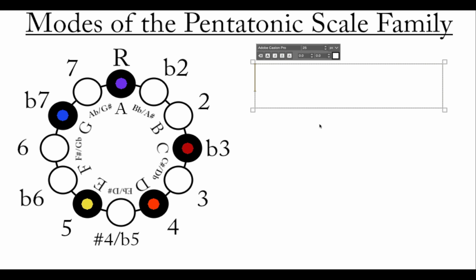So lately I've been working with a lot of my students on the pentatonic scale specifically. Seems like that's just always, right? We're always working on the pentatonic scale. So in talking about the pentatonic scale family, all of this, we need to first define terms.